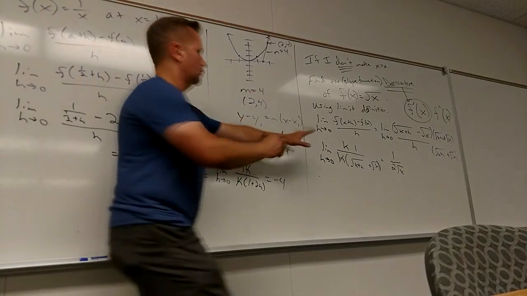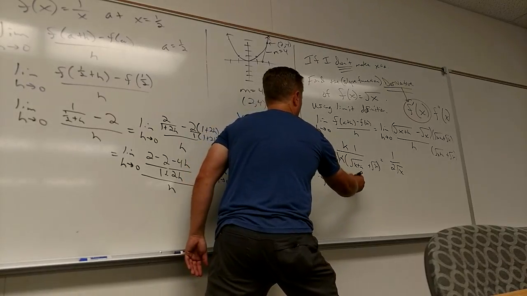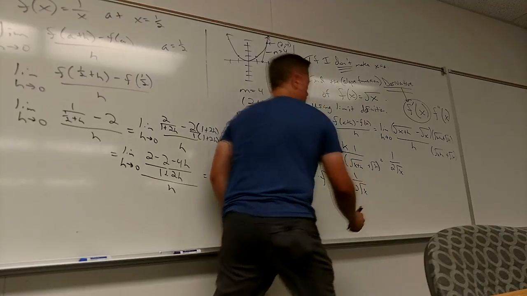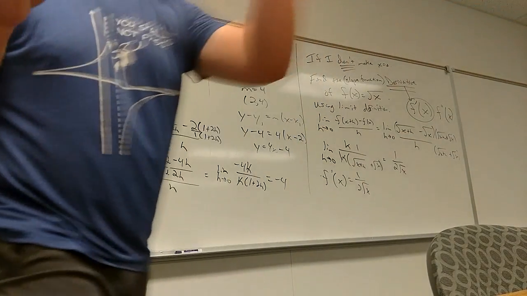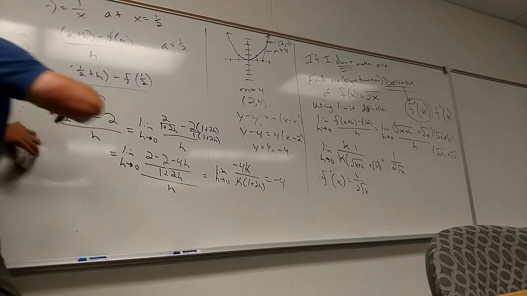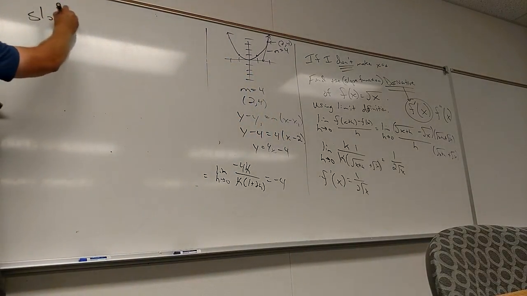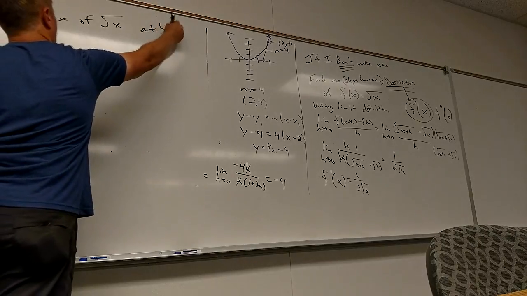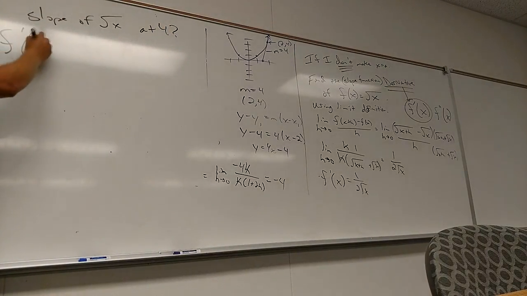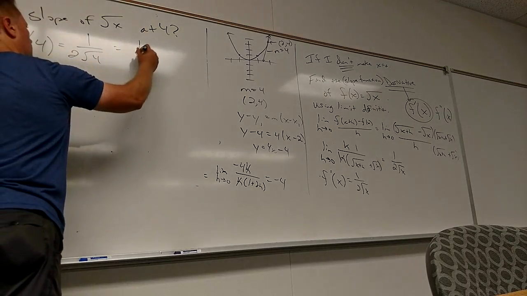If I wanted, let me just write this last thing then. What did we just show? F prime of x is 1 over 2 rad x. So if I wanted to know the slope of the square root of x at 4, what would I do? That would look like this, f prime of 4. That means the slope of the function at 4. So it would be 1 over 2 square root of 4, so you get 1/4.